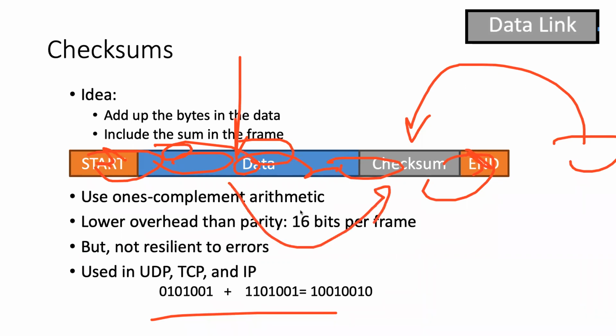If it's the same, then you're correct. If not, you are not correct. You need to mention the 16 bits and the summation, those kinds of things, over the frame data.